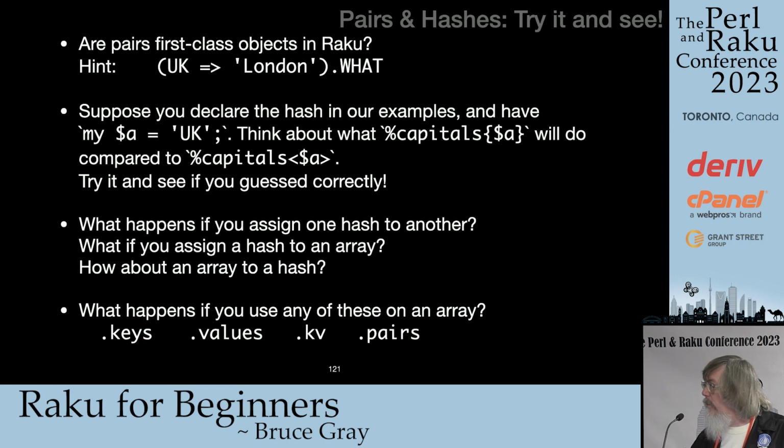And I don't even remember what's here. Let's talk this through. Anybody can run it if they want to. But are pairs first class objects in Raku? Well, yes, they are. We got a constructor and everything. And if you do all the examples we've been doing and put UK into A, what will that first one do if the $A is in curly braces, and what will happen if you put it in angle brackets?